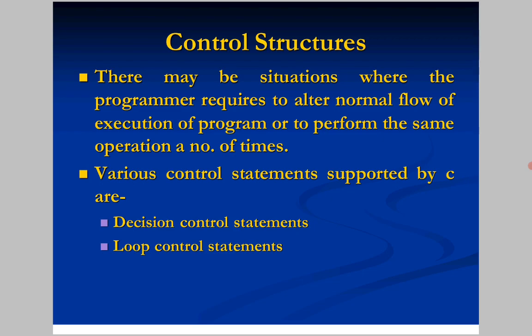So basically control statements are of two types. First one is decision control statements and second one is loops or looping control statements. So these are the two types of control statements. Various control statements supported by C: first one is decision control statements, second one is loops or loop control statements.